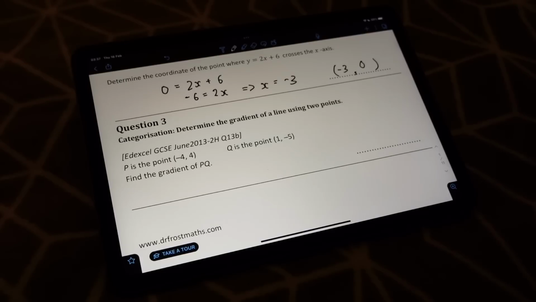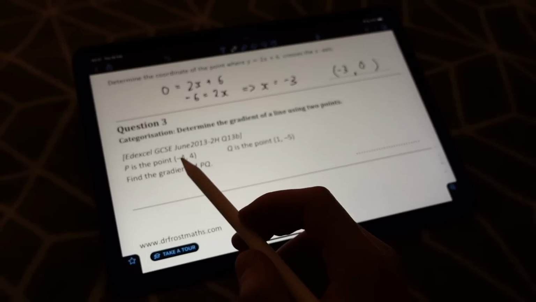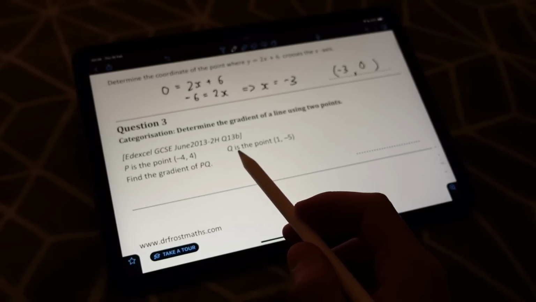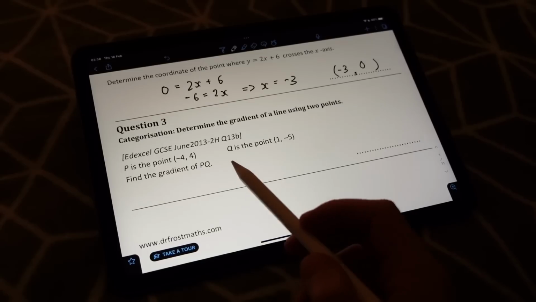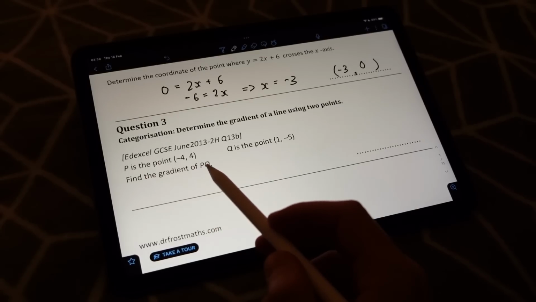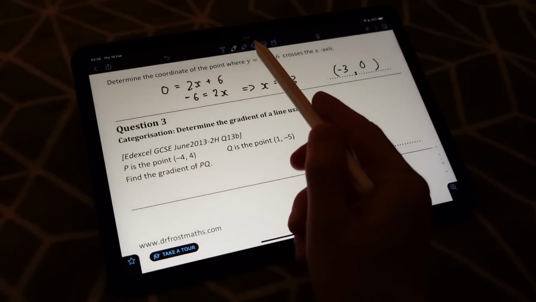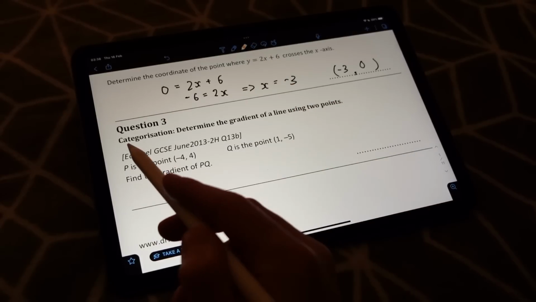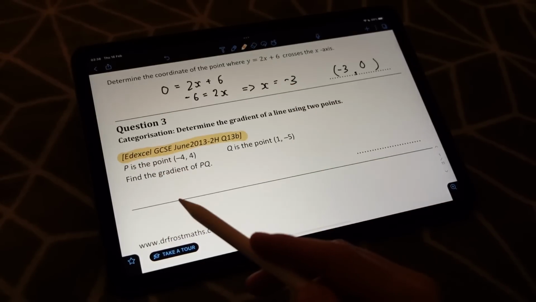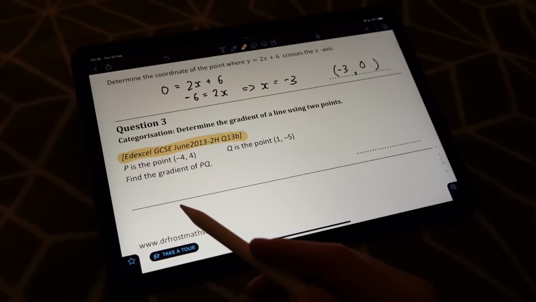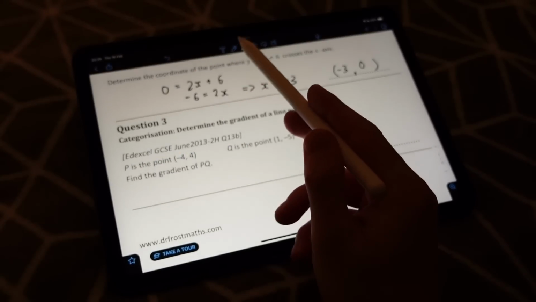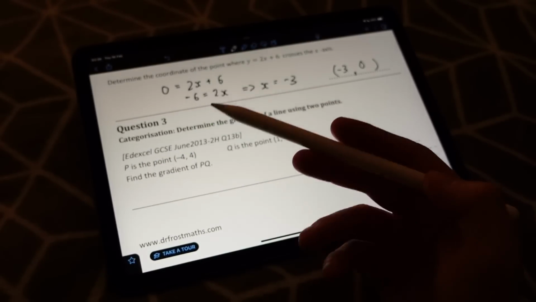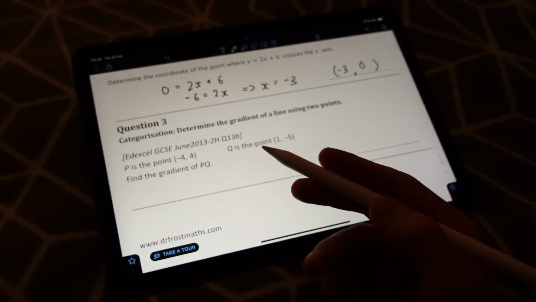So, question 3, the categorization is determine the gradient of a line using 2 points. So we have P as the point negative 4, 4, and Q is the point 1, negative 5. Find the gradient of PQ. One of the things I like about this is we can see all the papers that are being used throughout these questions. So these are legitimate exam questions for those who may want to try out these papers.